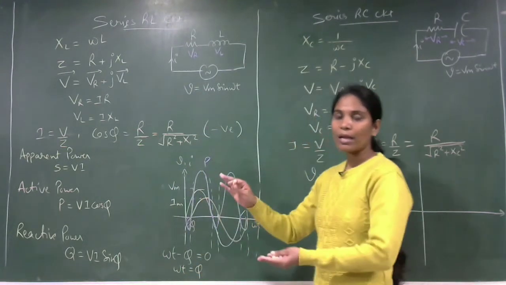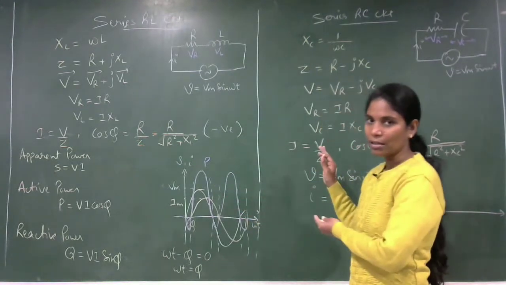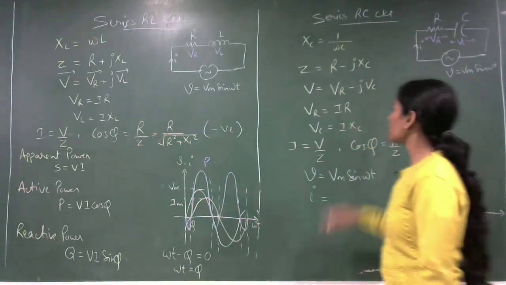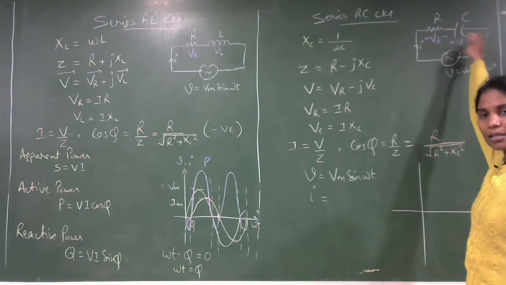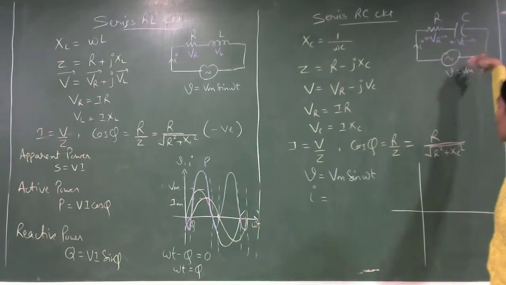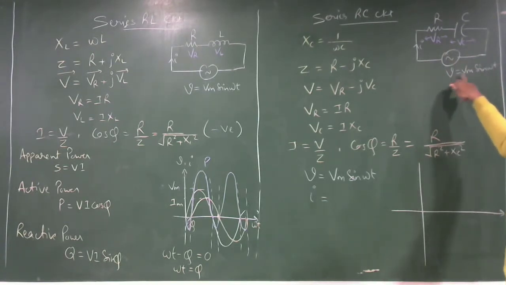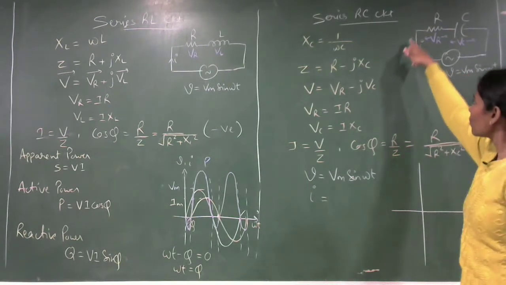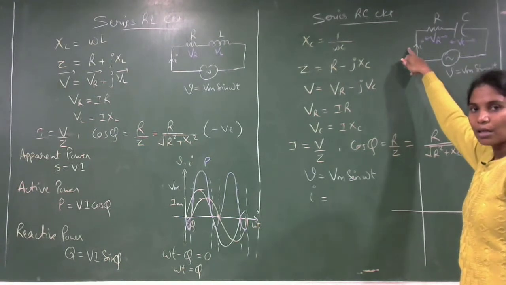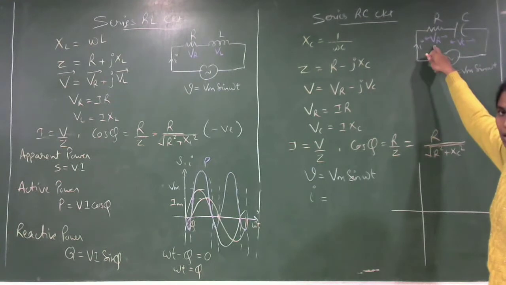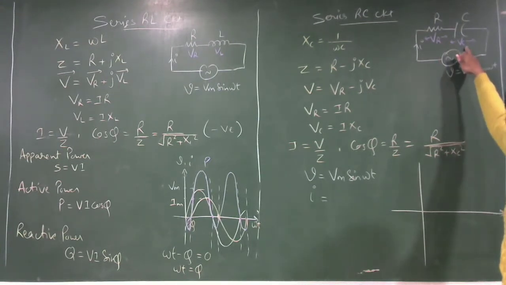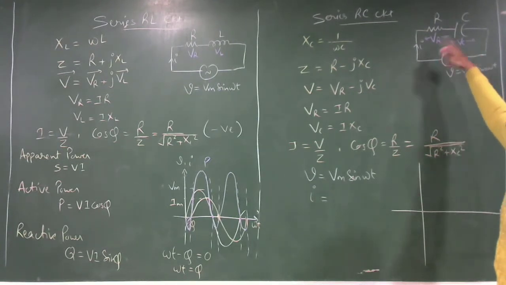Now the same analysis we have to do for the series RC circuit. Here in the circuit I have the combination of resistance and capacitance connected in series, supplied with AC, that is V equals Vm sin omega t, the instantaneous equation for the supply voltage. Because of this alternating supply, we get alternating current in the circuit, and because of the current we get some drop across the resistor, that is VR, and some drop across the capacitor, that is VC. So this is about the circuit.